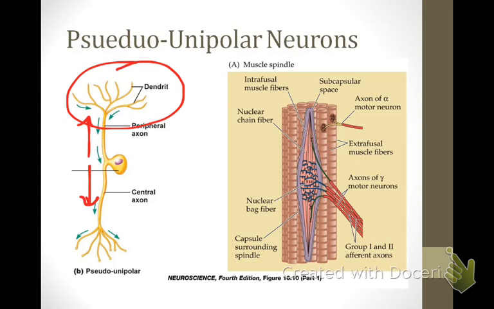For example, the muscle stretch receptors, shown here, have dendritic processes that wrap around muscle fibers. When the muscle is stretched, the mechanical deformation of the membrane causes the generation of an action potential, which travels towards the spinal cord.